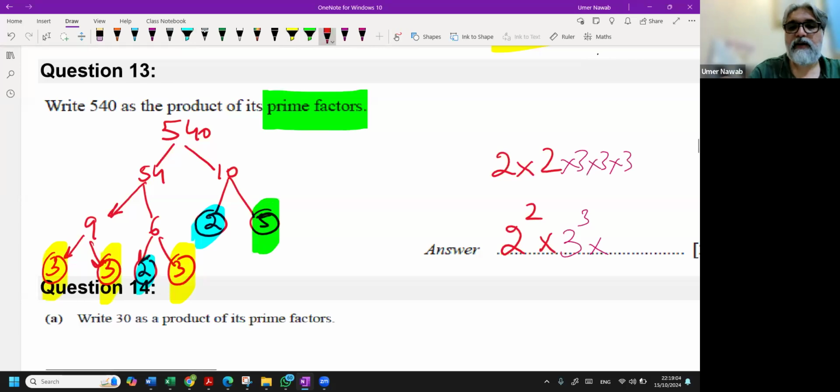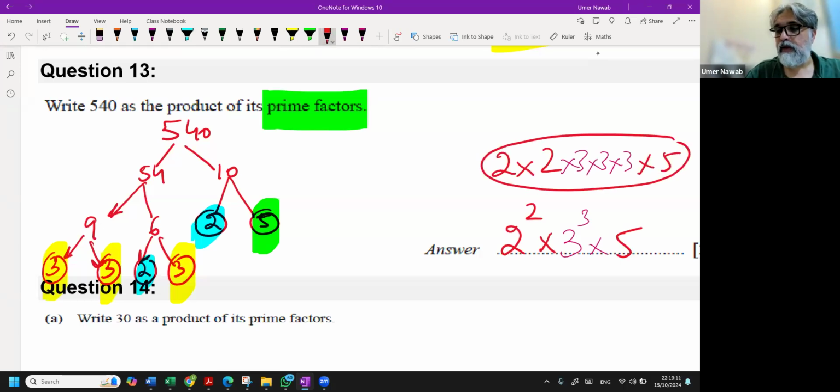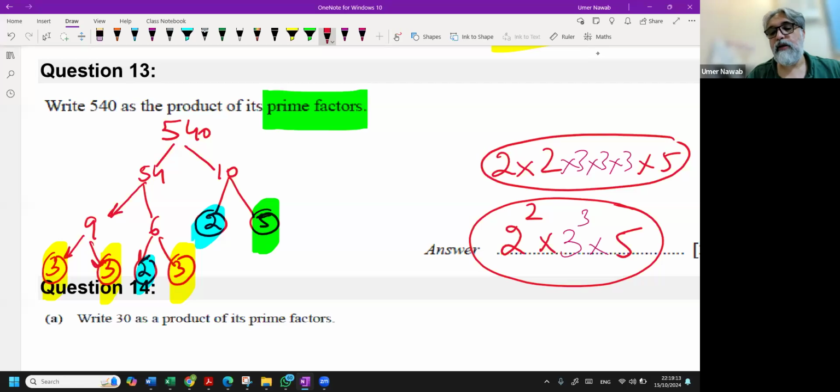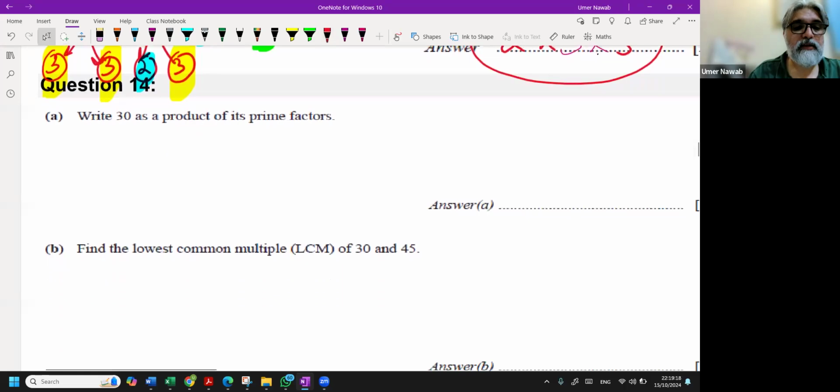Only 1 5. So just 1 5. Done, boys. So either you can write in the expanded form or you can write them in the indices form. This is up to you. Next is write 30 as a product of prime factors.